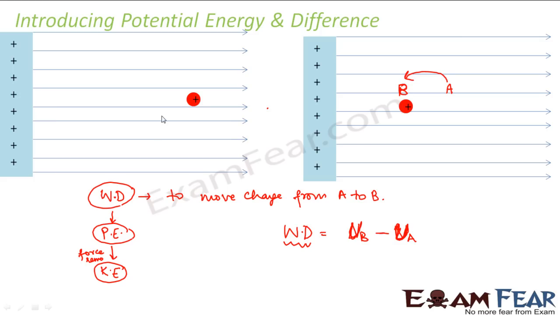So once I prove this fact about work done, then we can define potential energy in terms of work done. So what is work done? It is nothing but the difference between the potential energies. So that is potential energy difference. So work done is nothing but potential energy difference.